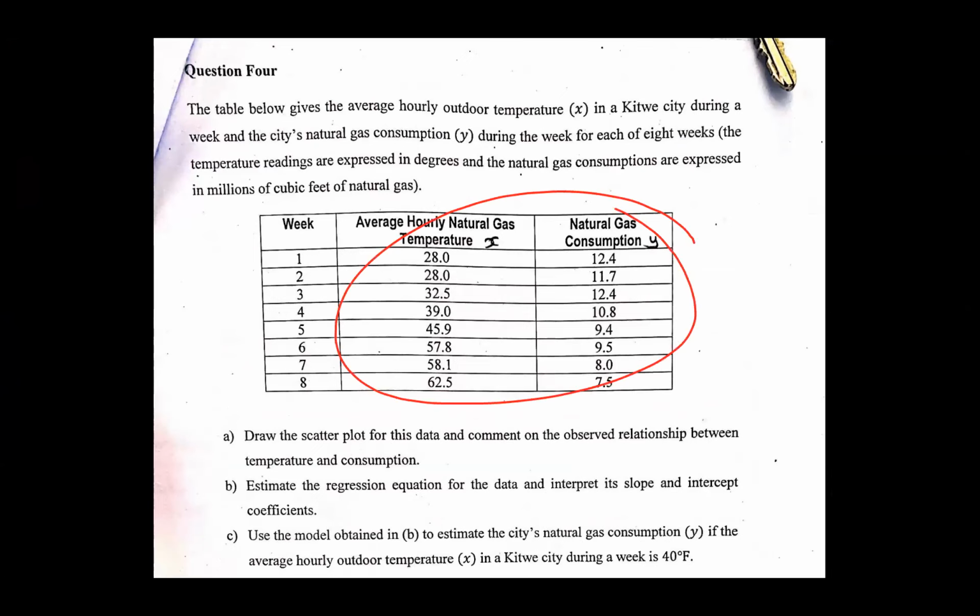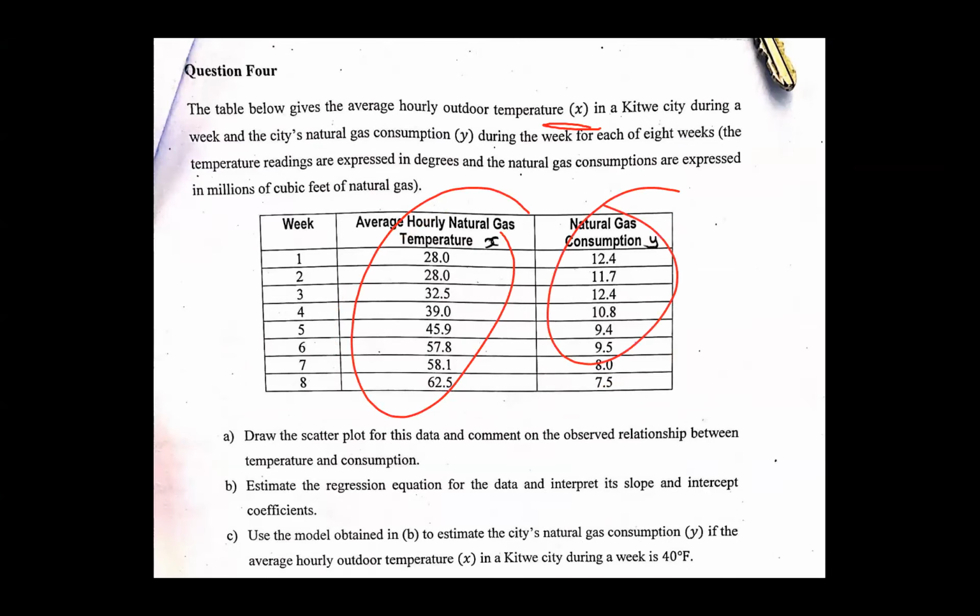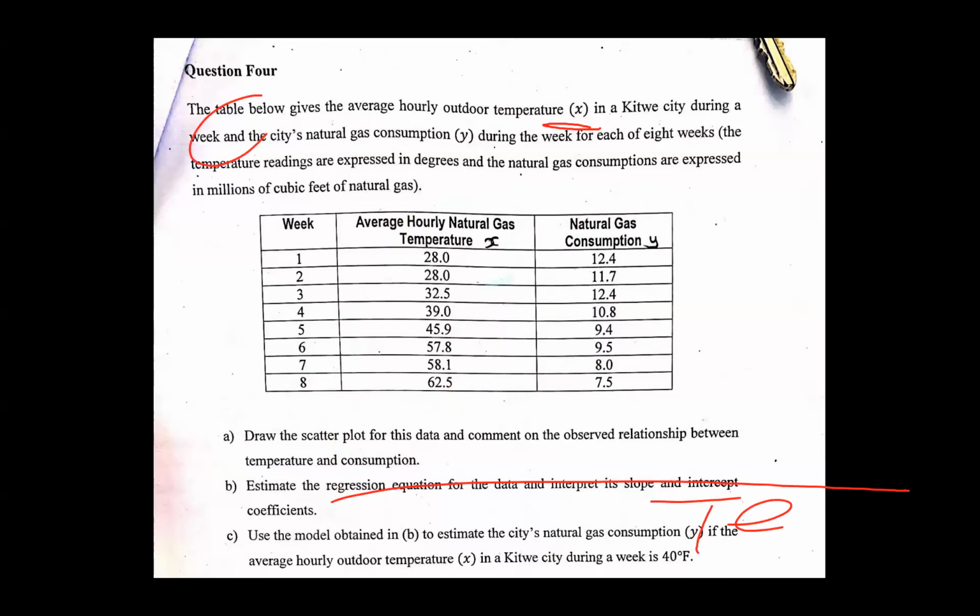First of all, let's establish which one is the x-axis. Actually, they've already given it. It gives the average hourly temperature. Temperature is x, so this is our x, this is our y already. So these will be on the horizontal axis, like that. Here there will be temperature, there will be consumption.